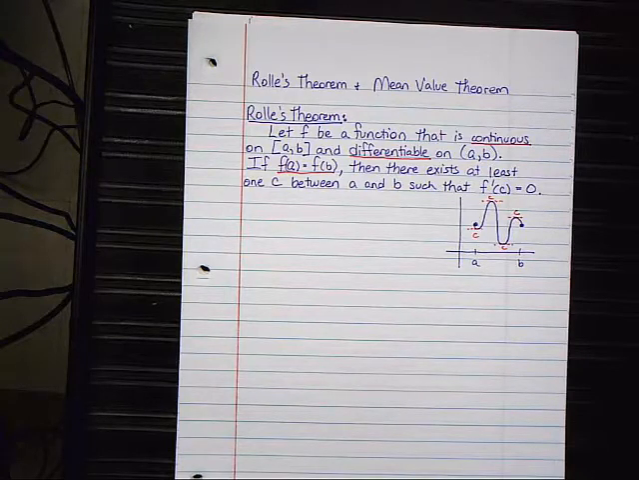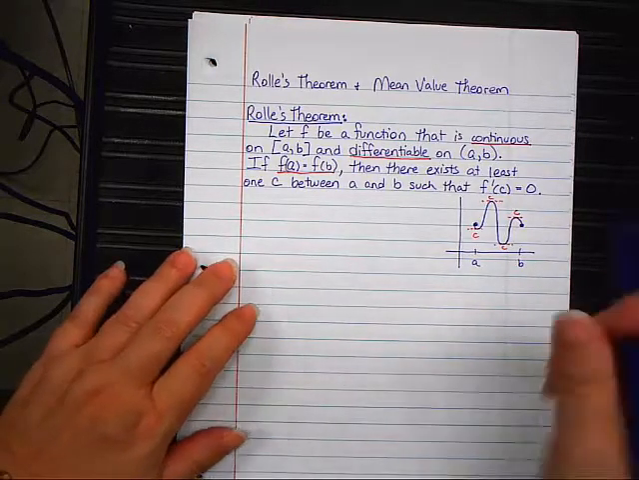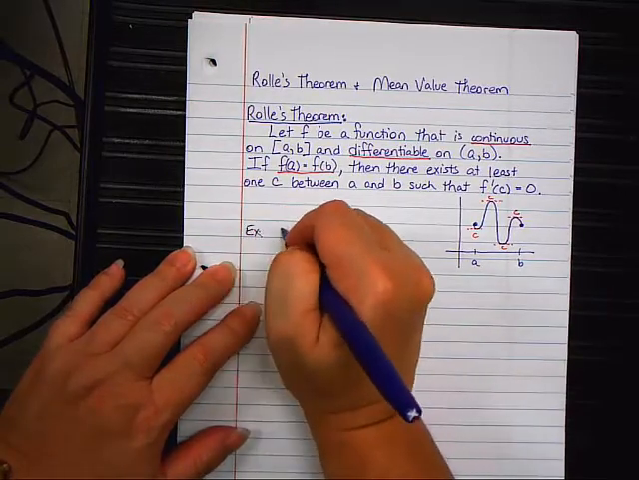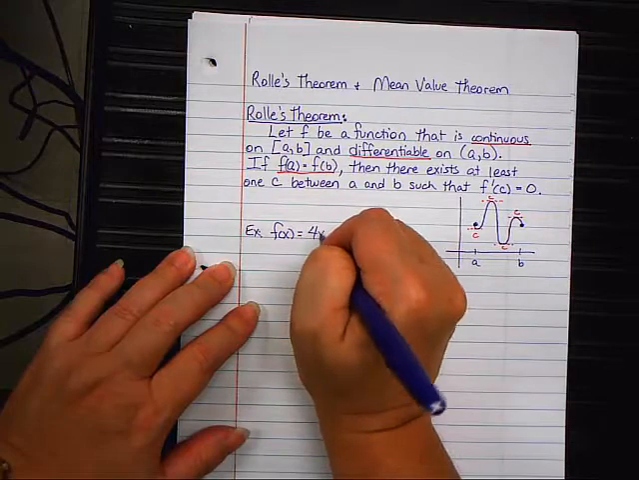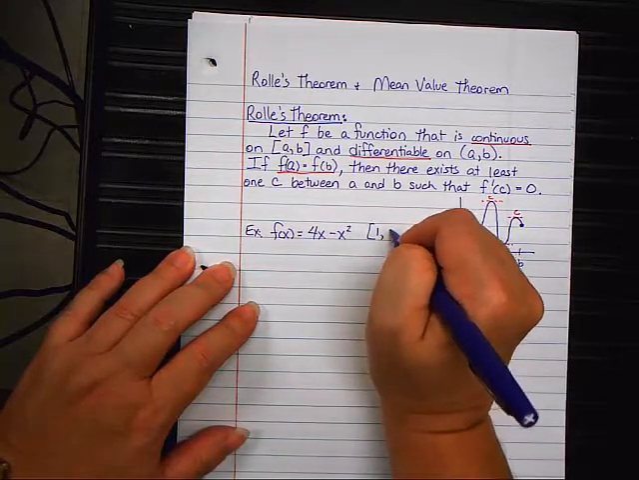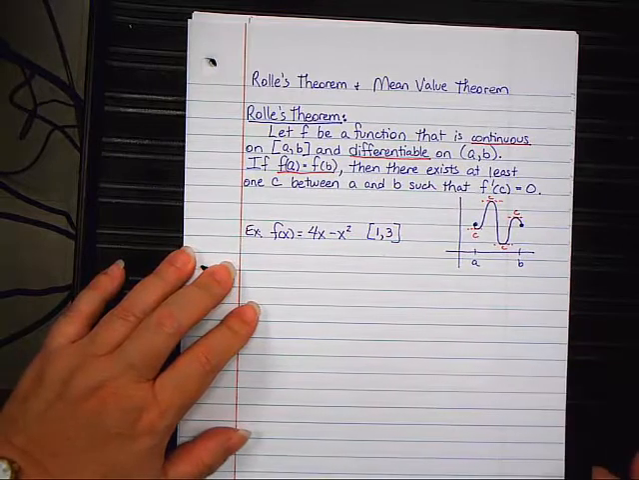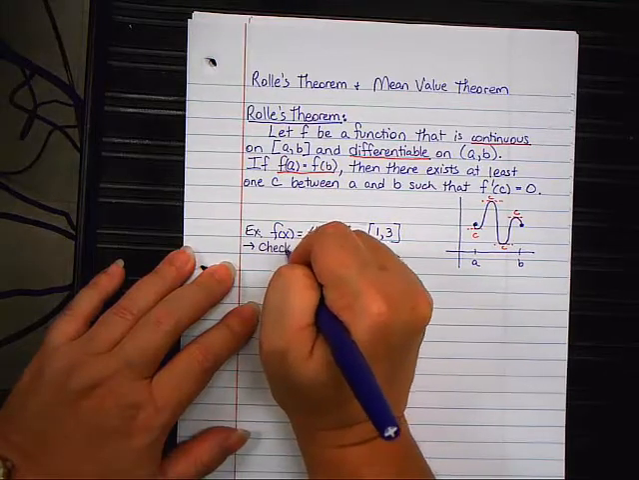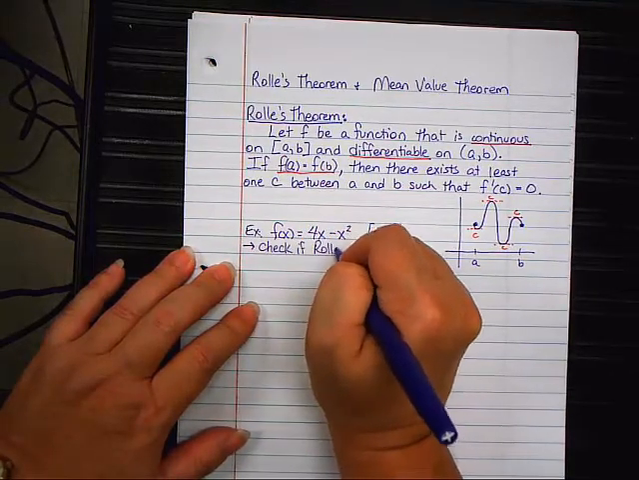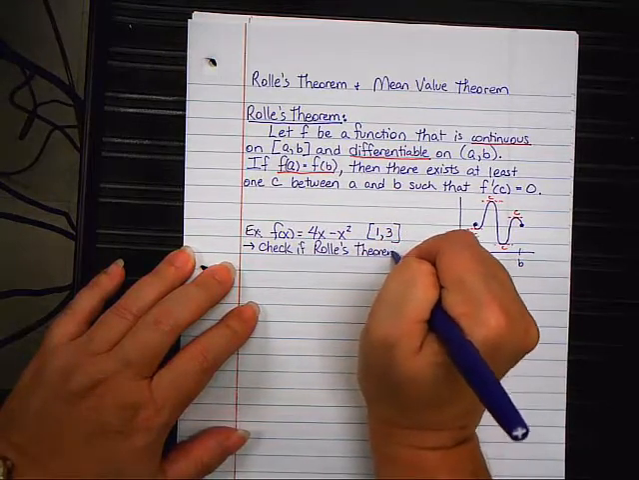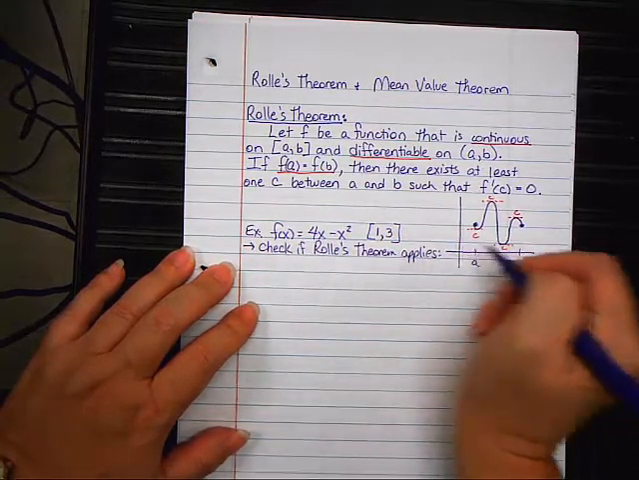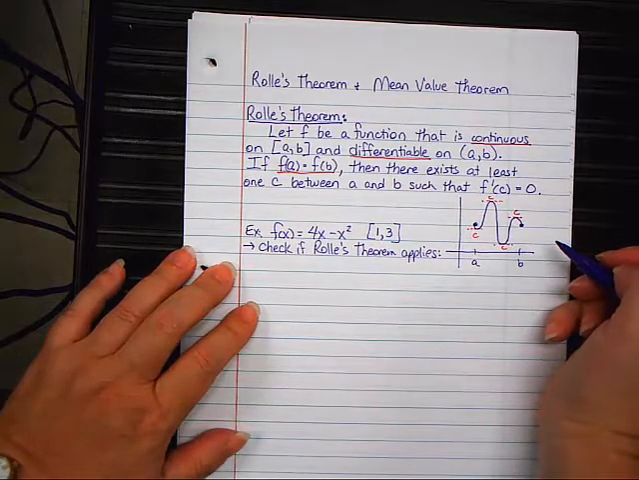So what you're going to be given on the worksheet is some problems where you have to check and see if it fits the criteria and then actually find where the C value is without a picture. Okay? So let me show you. For example, f of x is equal to 4x minus x squared on the interval from 1 to 3. First thing you're going to do is check if Rolle's theorem applies. So the 3 things that I underlined in the theorem are the 3 things I got to check.